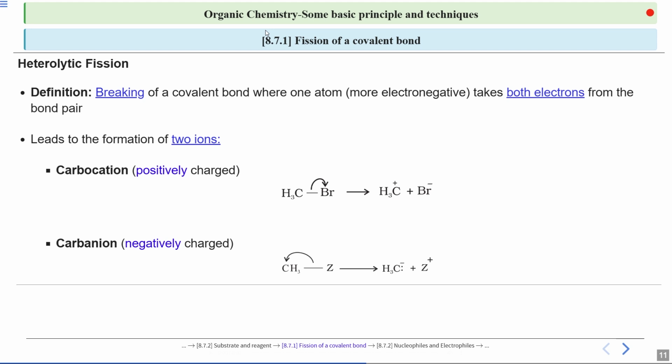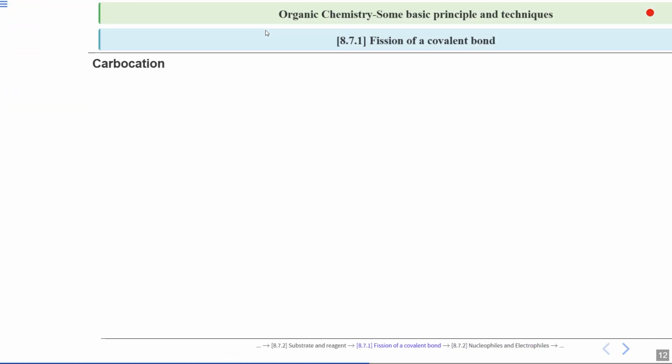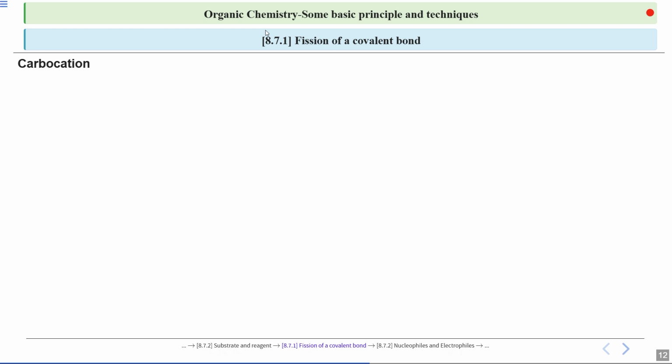Now, the species that are formed are carbocation and carbanion. If the carbon gets the electron, it forms a carbanion, and if it loses the electron, it forms a carbocation. We will study each of them one by one, starting from carbocation. How do we characterize a carbocation? It's very simple. If you see a positive charge on the carbon due to one less electron, then you call that carbon a carbocation.